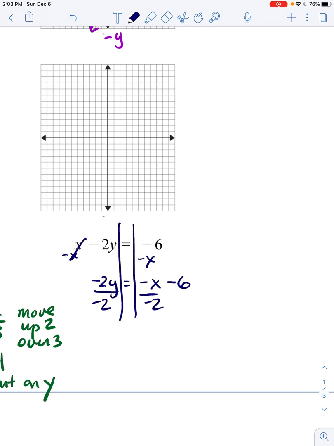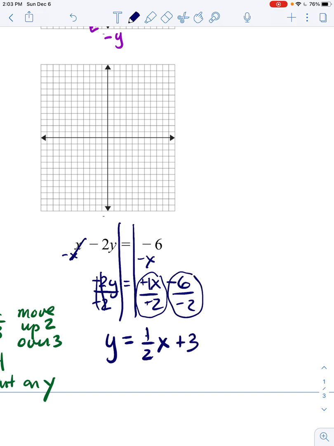I'm dividing each piece by negative 2 because I need to get rid of that so the y can be alone. Now in this part right here, keep in mind that that's a 1 in front. The negatives cancel. So I end up with 1/2 x. And here, negative 6 divided by negative 2 will turn into a positive 3. So I'm going to have this as my slope-intercept form.